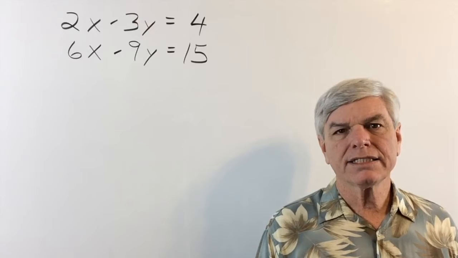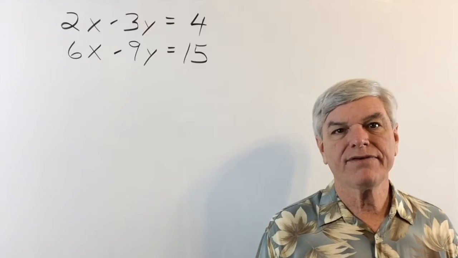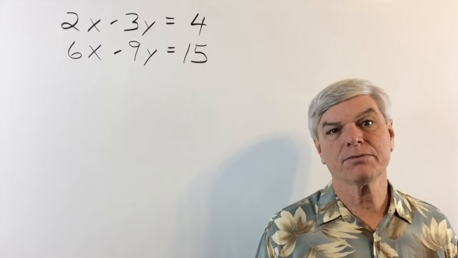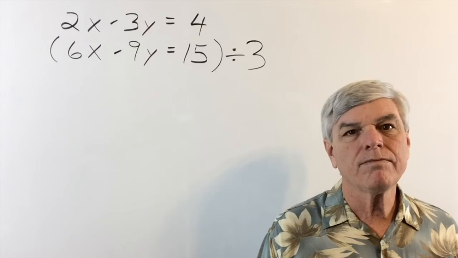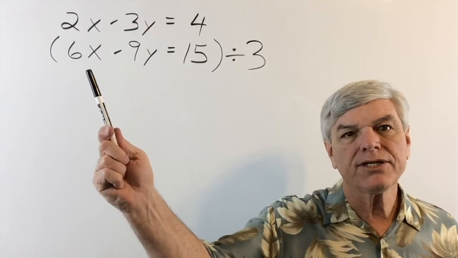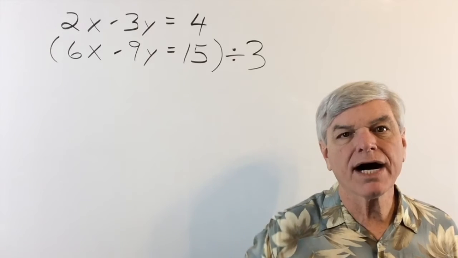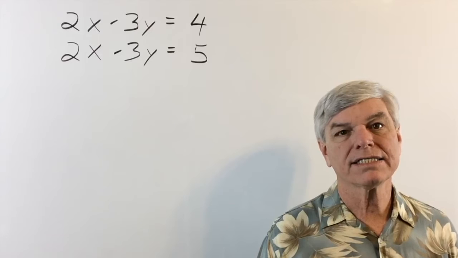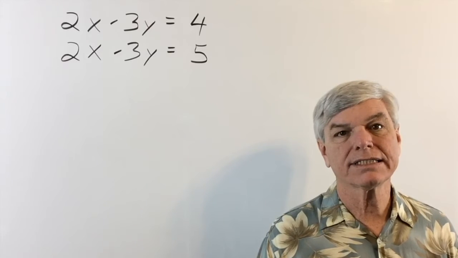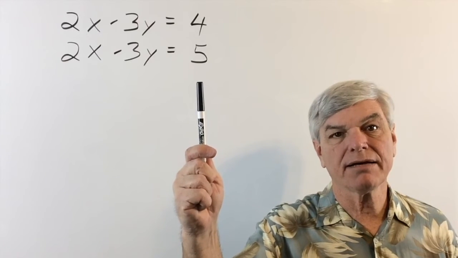But let's look at that second equation. We got 6x, 9y, and 15. Wow, all those are divisible by 3. So let's divide all of that by 3. Yeah, and if we do that, that'll be 2x, that'll be negative 3y, and that'll be 5. So let's do that. Okay, that's a lot simpler, and boy, our x's are the same, and our y's are the same. Our unit values are not the same, so what does that mean?